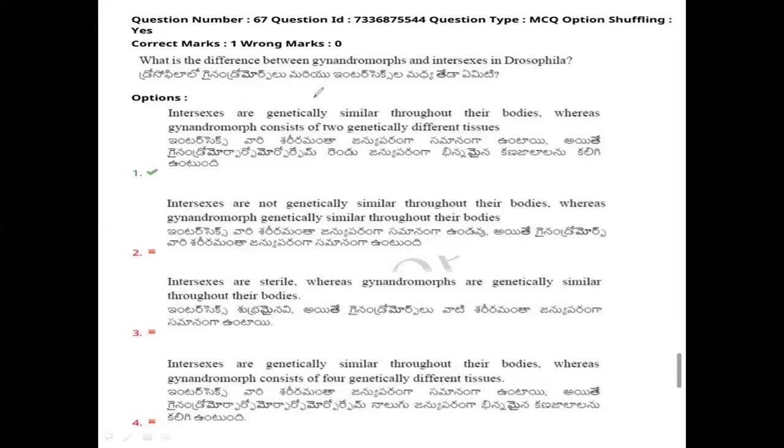What is the difference between gynandromorphs and intersexes in Drosophila? Simple. So in intersexes, throughout the body they'll be having the similar genetic makeup. So the cells having the same genetic makeup throughout the body, we call it as intersex. In gynandromorphs, two genetically different tissues are seen. So for example, if this is an organism, half part is female and half part is male, or anterior of male, posterior of female. So different kinds of genetic tissues, we call it as gynandromorphs.